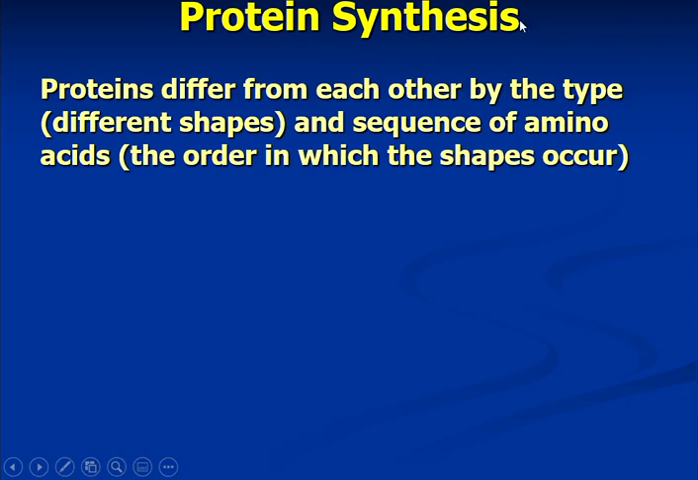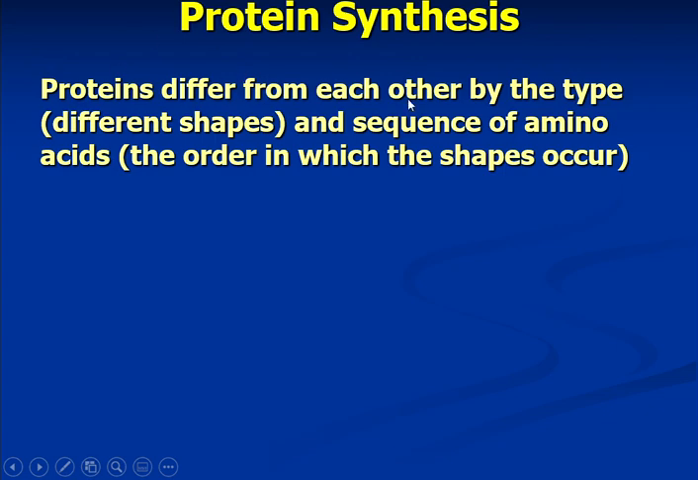Proteins will differ from each other by the type and sequence of amino acids. In our little scenario, we are saying it will differ based on what shapes are present and the order in which they occur. You can get different proteins where you have many different amino acids, and a protein can have all, none, some, various differing amounts of a certain amino acid, and that's what makes them different. But you can also get 2 proteins that have exactly the same types of amino acids in them, but the order in which they are occurring is completely different, and that also contributes to a difference in proteins.